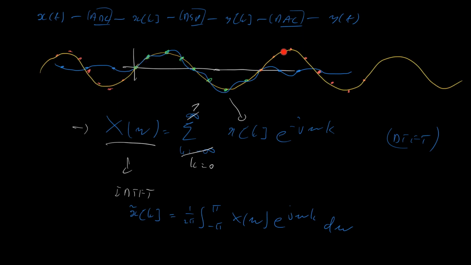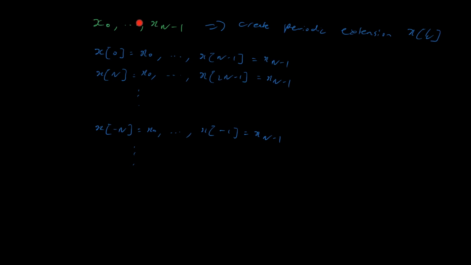Performing this periodic extension is precisely what the DFT is implicitly performing. We will now make this mathematically rigorous. We are given a finite amount of data in the time domain. From this data, we then create a periodic extension x of k, where x of 0 is just x of 0 up to x of n minus 1. Then going forwards, we repeat our sequence an infinite number of times, and going backwards we also repeat our sequence an infinite number of times.